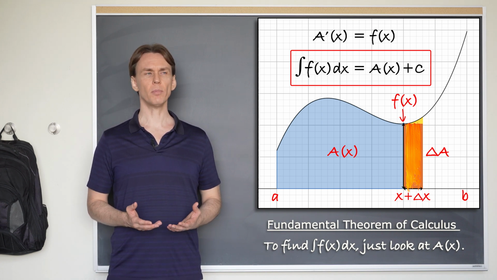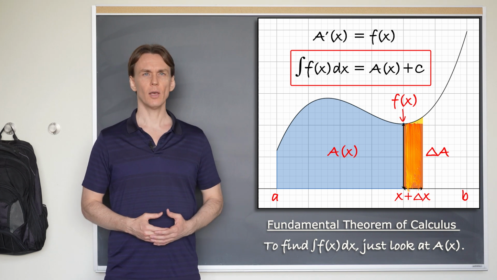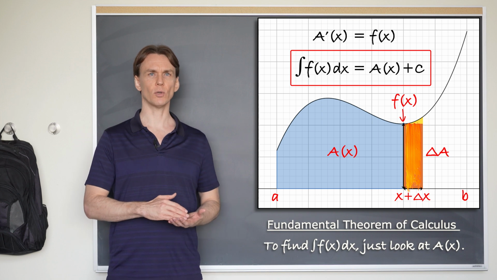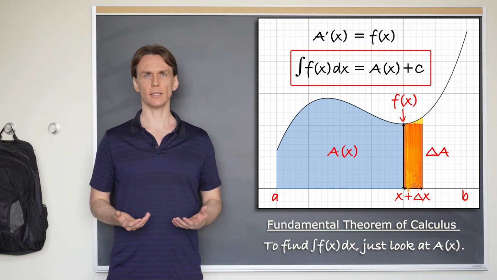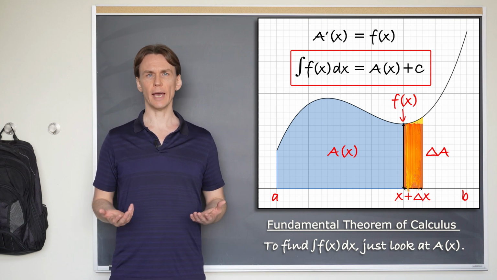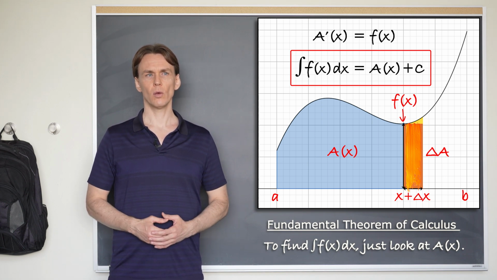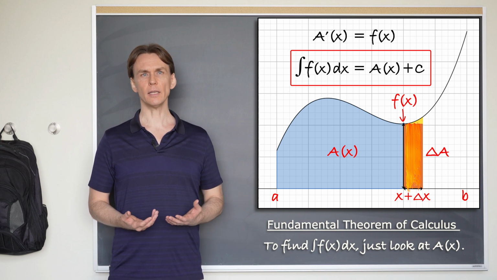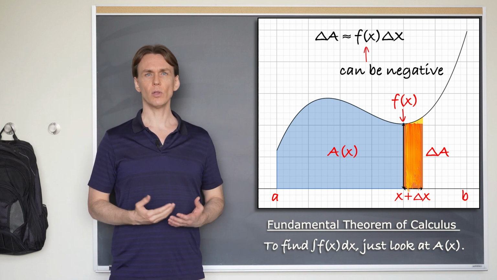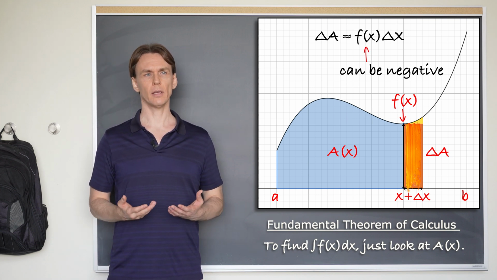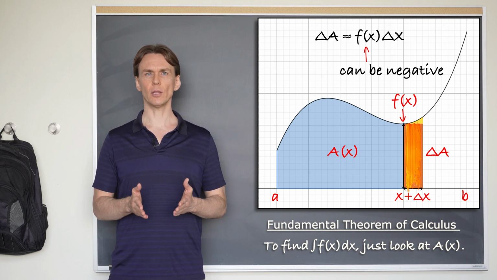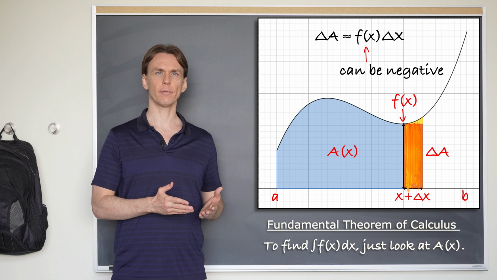Now, in this example, we actually cheated a little bit because we looked at the graph of a function which was always positive. So this function was always above the x-axis. But what happens if a function can also take negative values? Well, if f of x is negative, then f of x times delta x will also be negative. And it means that actually, in this case, we are counting the increment of the area with the minus sign.